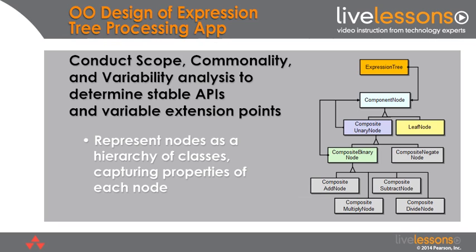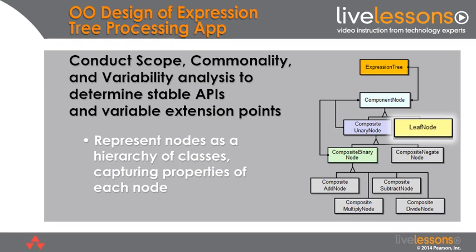For example, we're going to have certain kinds of classes that deal with the properties of a unary node, which has one child. We're also going to have classes that deal with properties of binary nodes that have two children, things like multiplication or division. And of course, we'll also have classes for the leaf nodes, the things that are the numbers, the leaves of the expression tree.